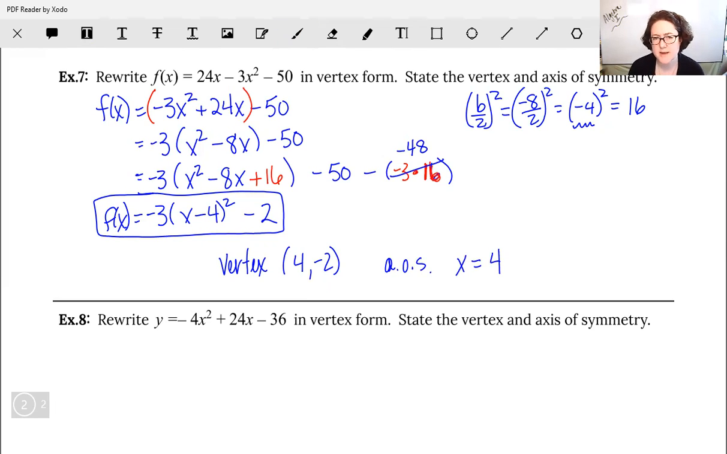Alrighty, now would be a good time to go ahead, pause the video, and try out example 8 on your own, then restart it, see how you did.